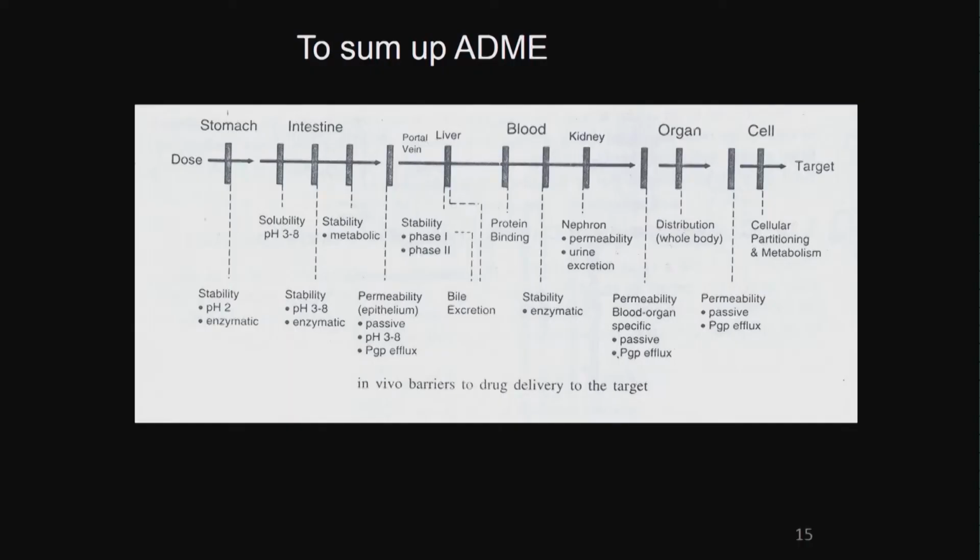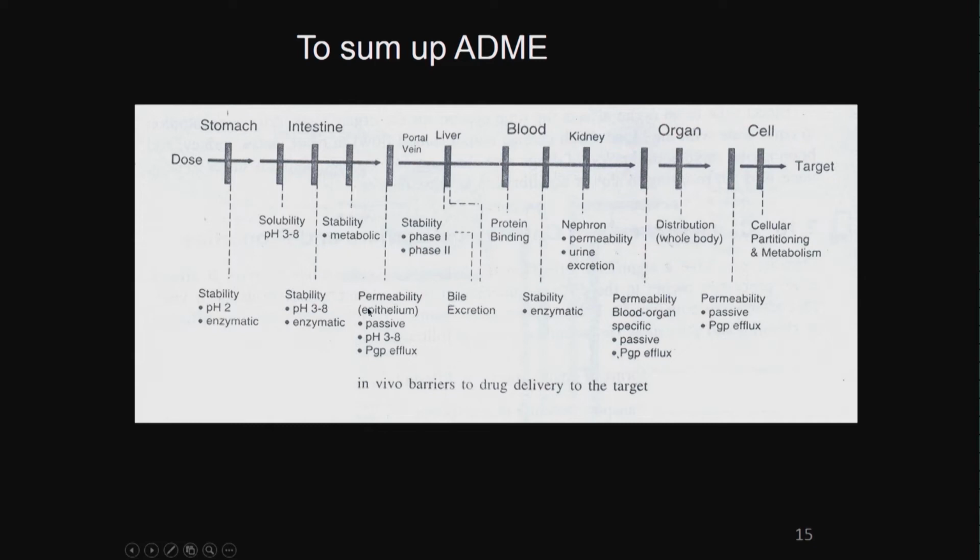Okay, so to sum up, ADME, we have the dose given orally, you have the stomach, pH is 2, we are talking about stability at these conditions, and then there are enzymes which may degrade the drug. Then solubility, the drug has to be soluble, pH over a wide range. Intestine, pH has become bigger, it has to be still stable. Then of course you are forming metabolites, they have to be stable.